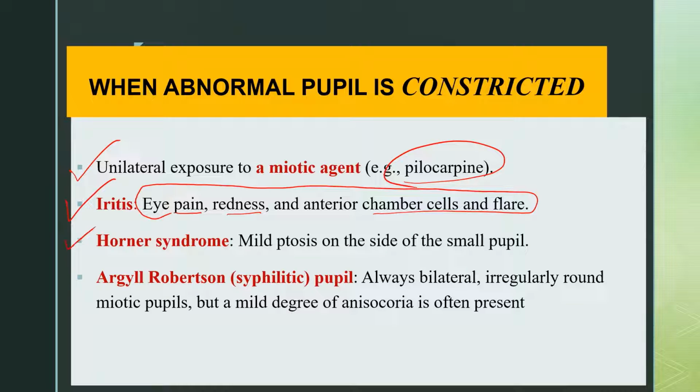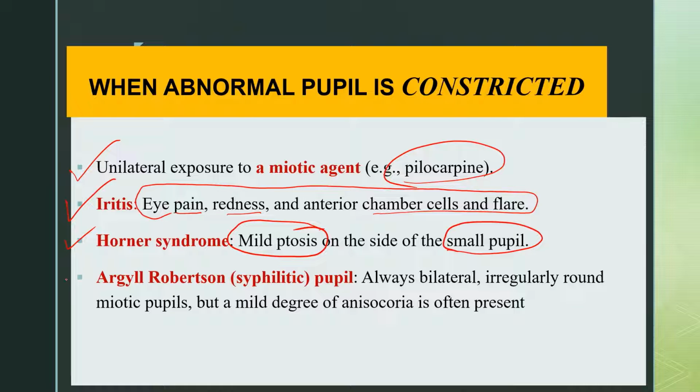Then the third cause is Horner syndrome. In Horner syndrome, you will have a constricted pupil, okay, because it is a problem in the sympathetic system. Because of the problem in the sympathetic system, the pupil will not dilate in Horner syndrome. They will have a small pupil because of the absence of sympathetic activity, and they will have mild ptosis along with that.